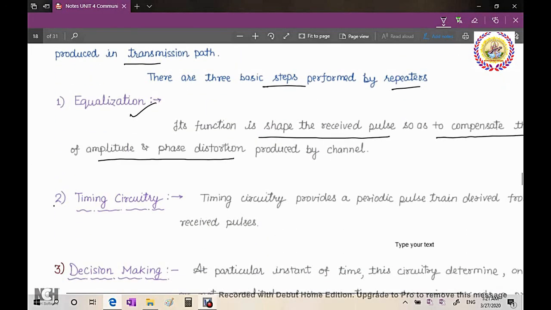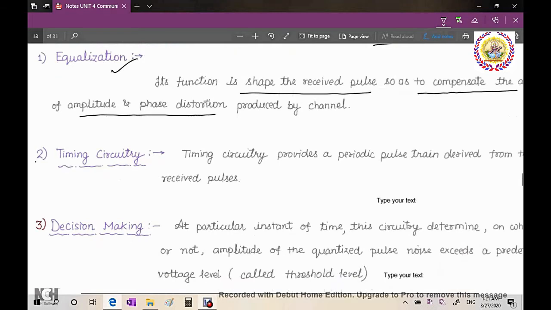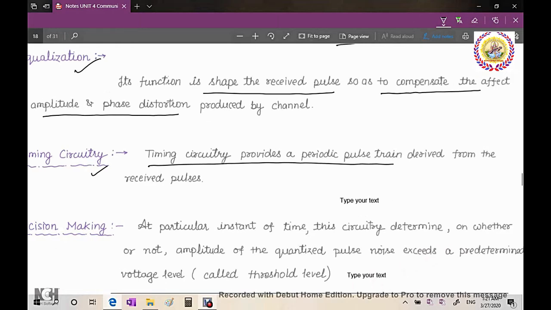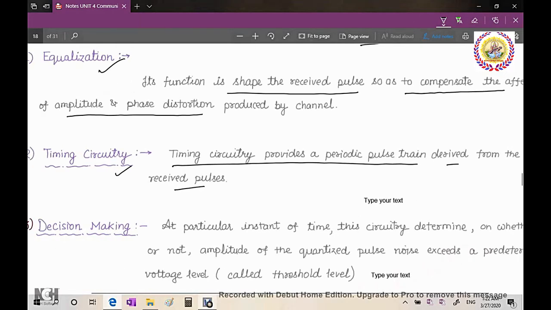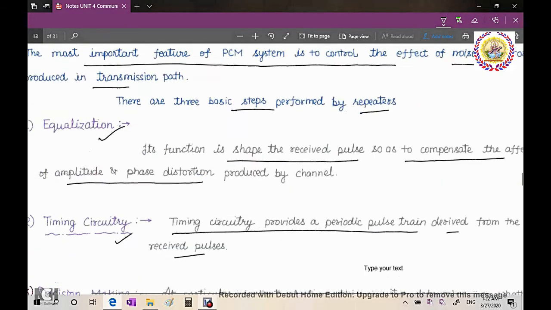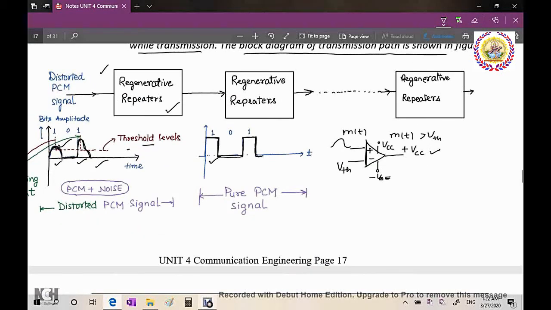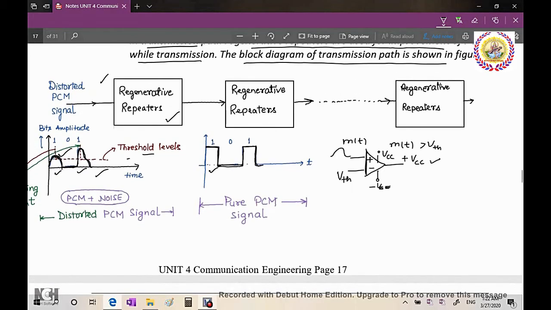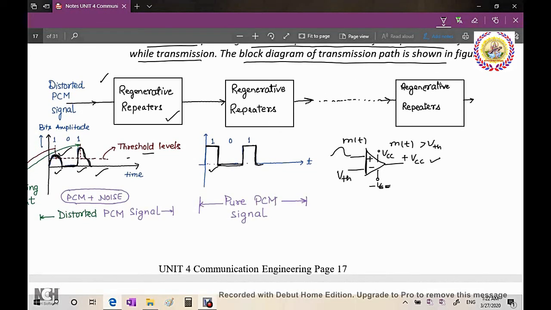Now there is another important part, which is timing circuitry. Timing circuitry provides a periodic pulse train derived from the received pulses. Please try to understand this in the following way. For example, how can a receiver know that one bit started from, suppose, T1 and ended at T2? How can a receiver know?